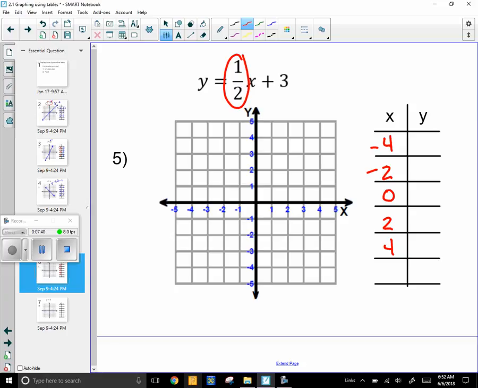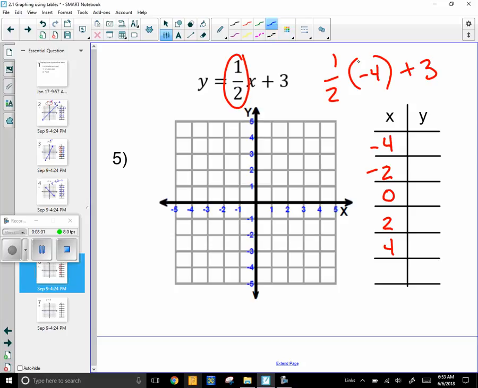So if you want to pause the video right now and see if you're getting the hang of this, all you're going to do is take 1/2 of the x value and then add 3 to it. If you want to pause the video and try this table and make the graph, that would be a good idea. All right, if you're back, I'm assuming you tried it.